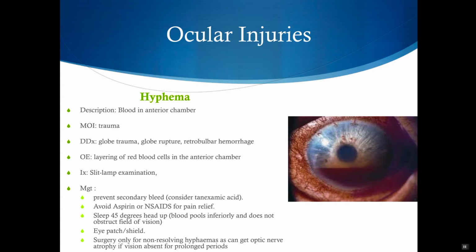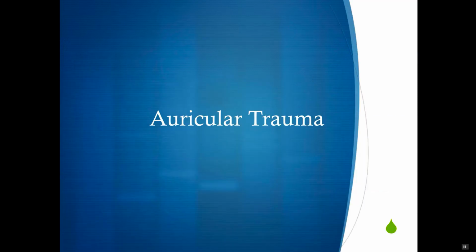You want to avoid any anticoagulants or blood thinners in these situations, so avoid aspirin or anti-inflammatories for pain relief. Recommend that they sleep with the head 45 degrees up. This keeps the red blood cells settled and prevents them from obstructing the patient's field of vision over the top of the pupil and lens. Give these patients an eye patch, give them some comfort. Generally speaking, these patients should see an ophthalmologist anyway, but if they're not resolving, they may in fact need surgery to extract the blood.